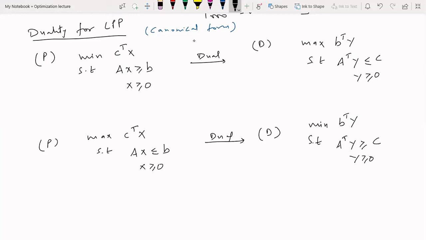And the number of constraints in the dual problem, you can see, is equal to the number of components in c, and the components in c are equal to the number of variables in the primal problem.